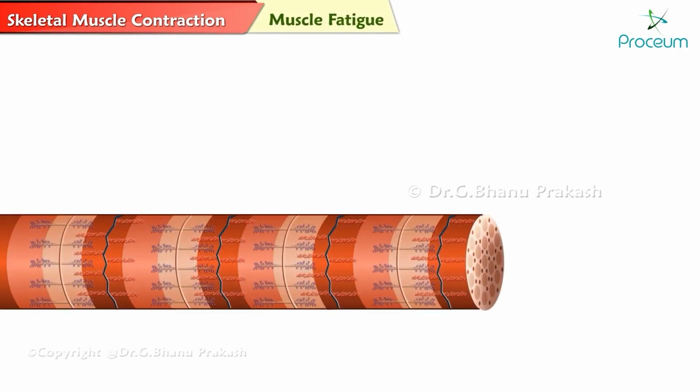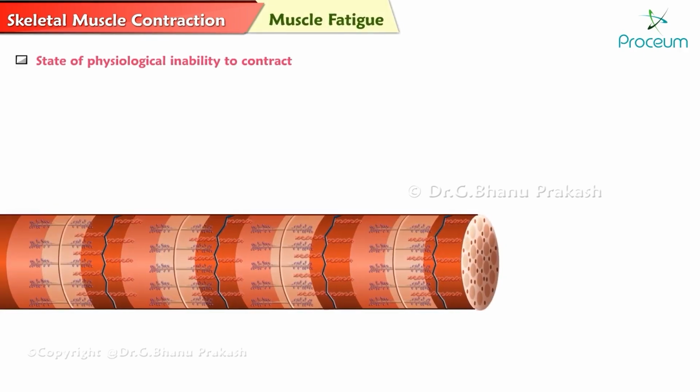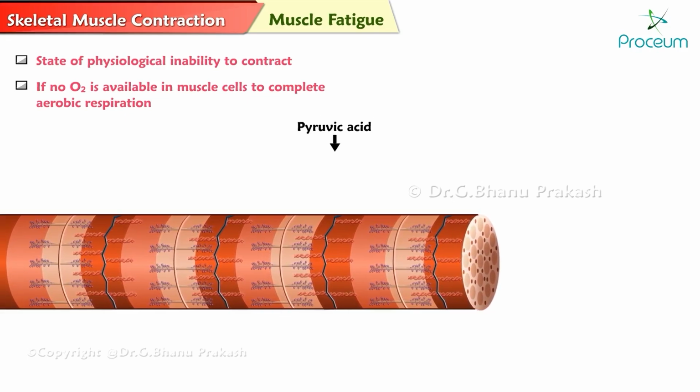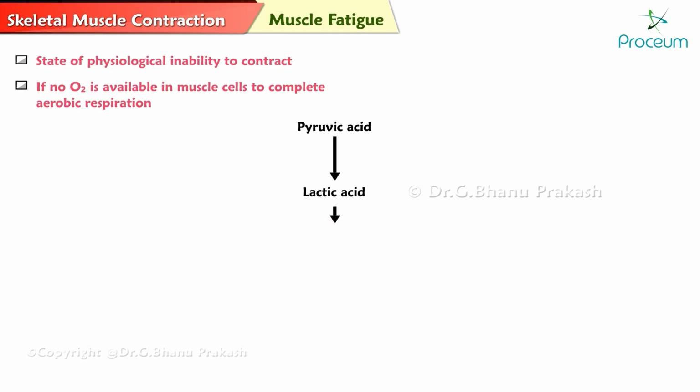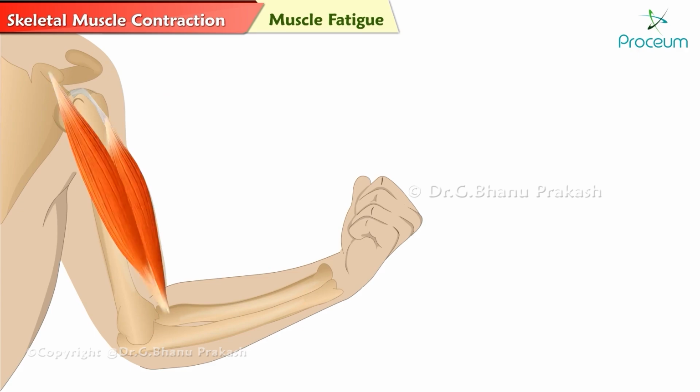Muscle fatigue. Muscle fatigue is a state of physiological inability to contract. If no oxygen is available in muscle cells to complete aerobic respiration, pyruvic acid is converted to lactic acid, which causes muscle fatigue and soreness. Muscle fatigue results from a relative deficit of ATP and accumulation of lactic acid.